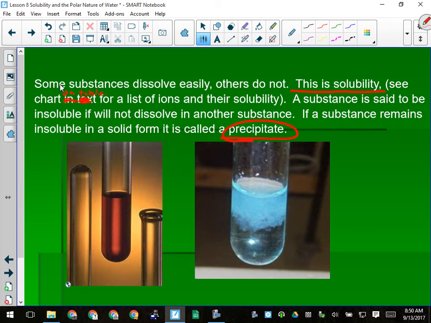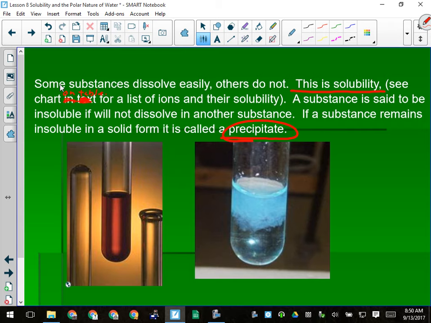A substance is said to be insoluble if it will not dissolve in something else. So yesterday you had for sure one material that was completely insoluble in the lab. It did nothing but basically float on top of the water. No matter how much you stirred it, it wouldn't dissolve. So that material was insoluble.